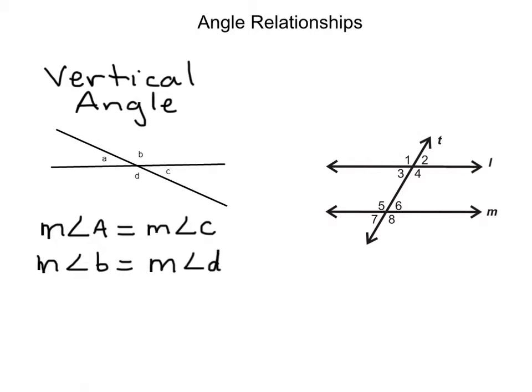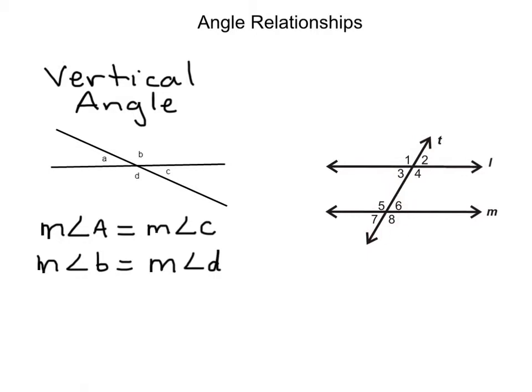So vertical angles are angles that are formed when two lines intersect and opposite angles are equal to each other. So A is equal to C, B is equal to D. Our second figure, as you can see, we also have vertical angles again, where line T has crossed line L, so we have 4 vertical angles there, and line T has also crossed line M, so we also have 4 vertical angles here. So we have 2 sets of vertical angles.